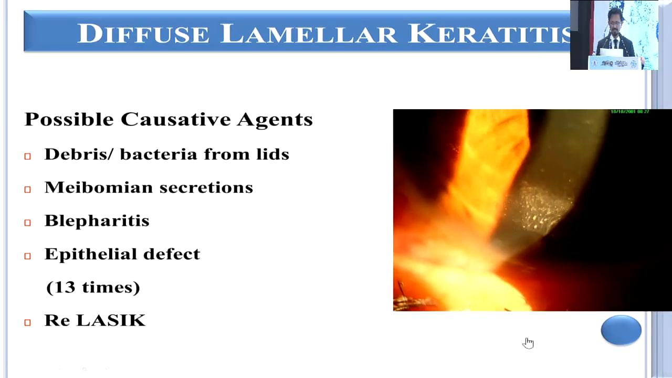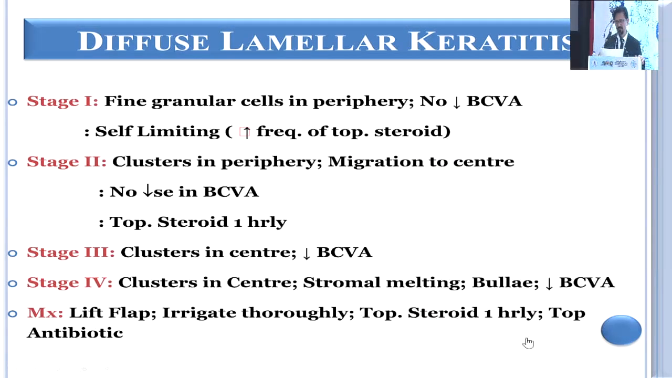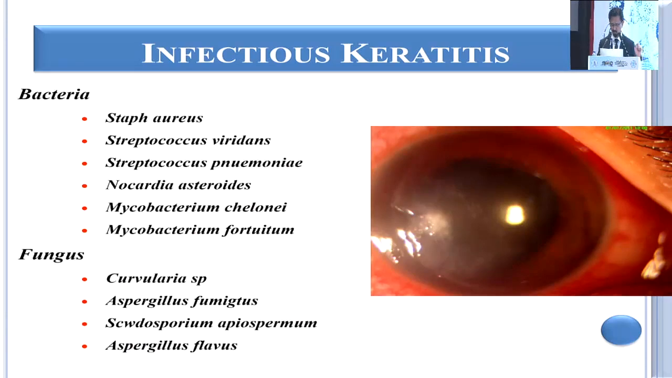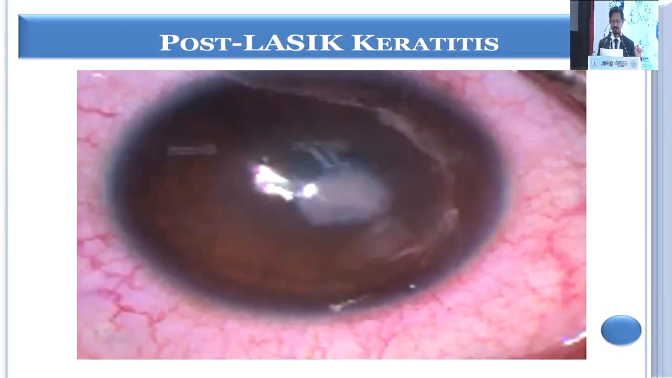DLK is something that can be seen in various stages, and in the initial stage you can just manage with steroid, but in a later stage you have to relift the flap and wash it completely. And if you have a post-LASIK infectious keratitis, one thing that I would like to tell you, we treat keratitis just like any other keratitis, but flap amputation is a must. That is the most important thing in post-LASIK infectious keratitis.